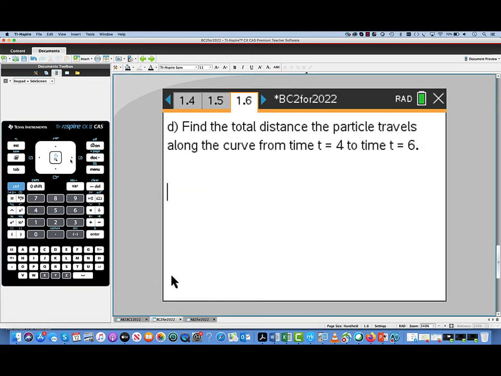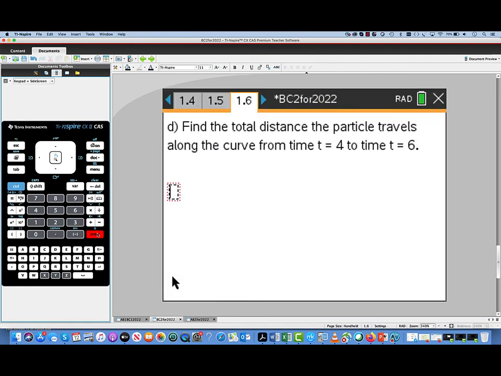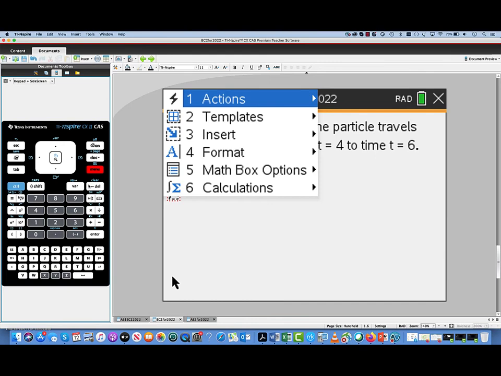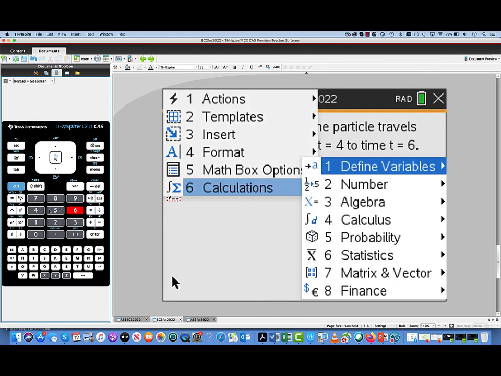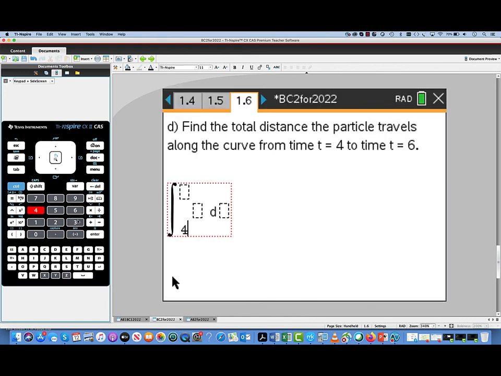Finally, moving on to part D, we want to find the total distance the particle travels along the curve from time t equals 4 to time t equals 6. That's simply an integral of the speed over that time interval. And remember, we've already defined a speed function. So let me pull up an integral in the math box. We'll integrate from 4 to 6, and I'll put decimals on those to make sure we get a numeric answer. We'll integrate s of t dt, and this should give us the total distance the particle travels during that time.